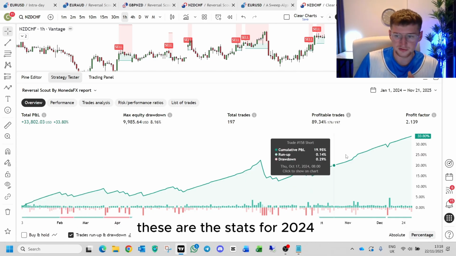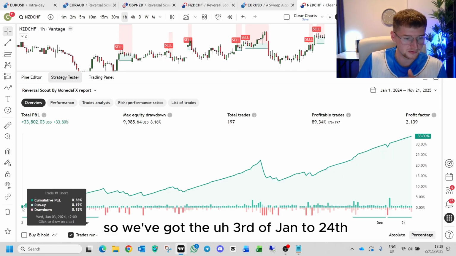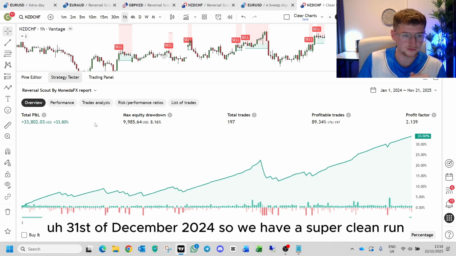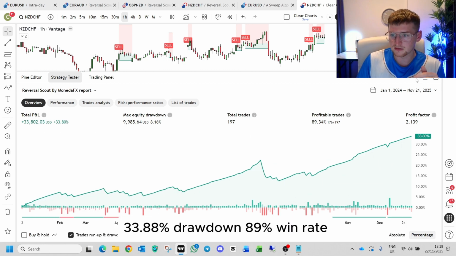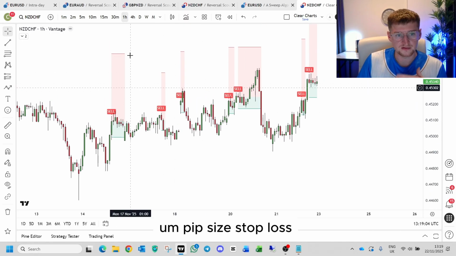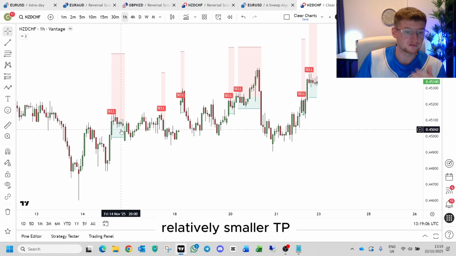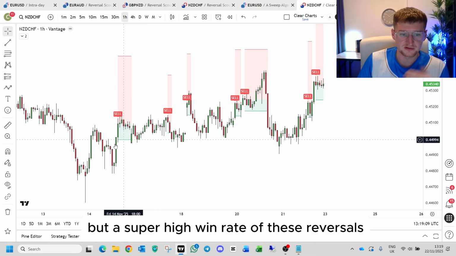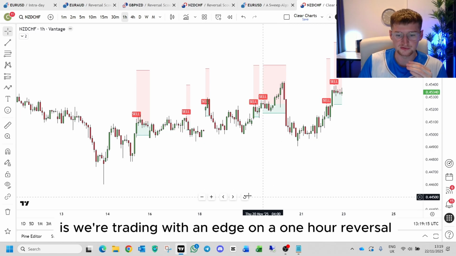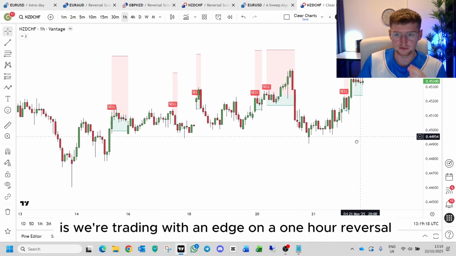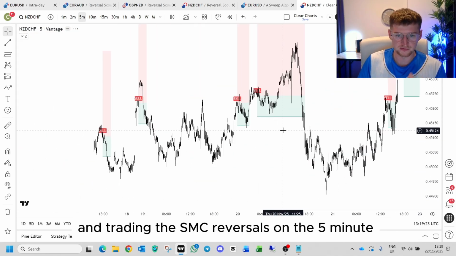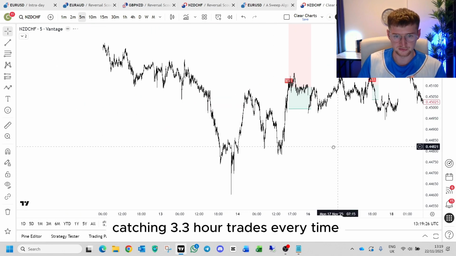These are the stats for 2024. So we've got the 3rd of Jan to 31st of December 2024. So we had a super clean run, 33.8, 8% drawdown, 89% win rate. Okay, so this is 0.25 R scalps, high pip size stop loss, relatively smaller TP, but a super high win rate of these reversals. So this really helps understand what we're doing here: we're trading with an edge on the 1 hour reversal, but then we're actually hopping in on the 5 minute and trading the SMC reversals on the 5 minute, catching 3.3 R trades every time.